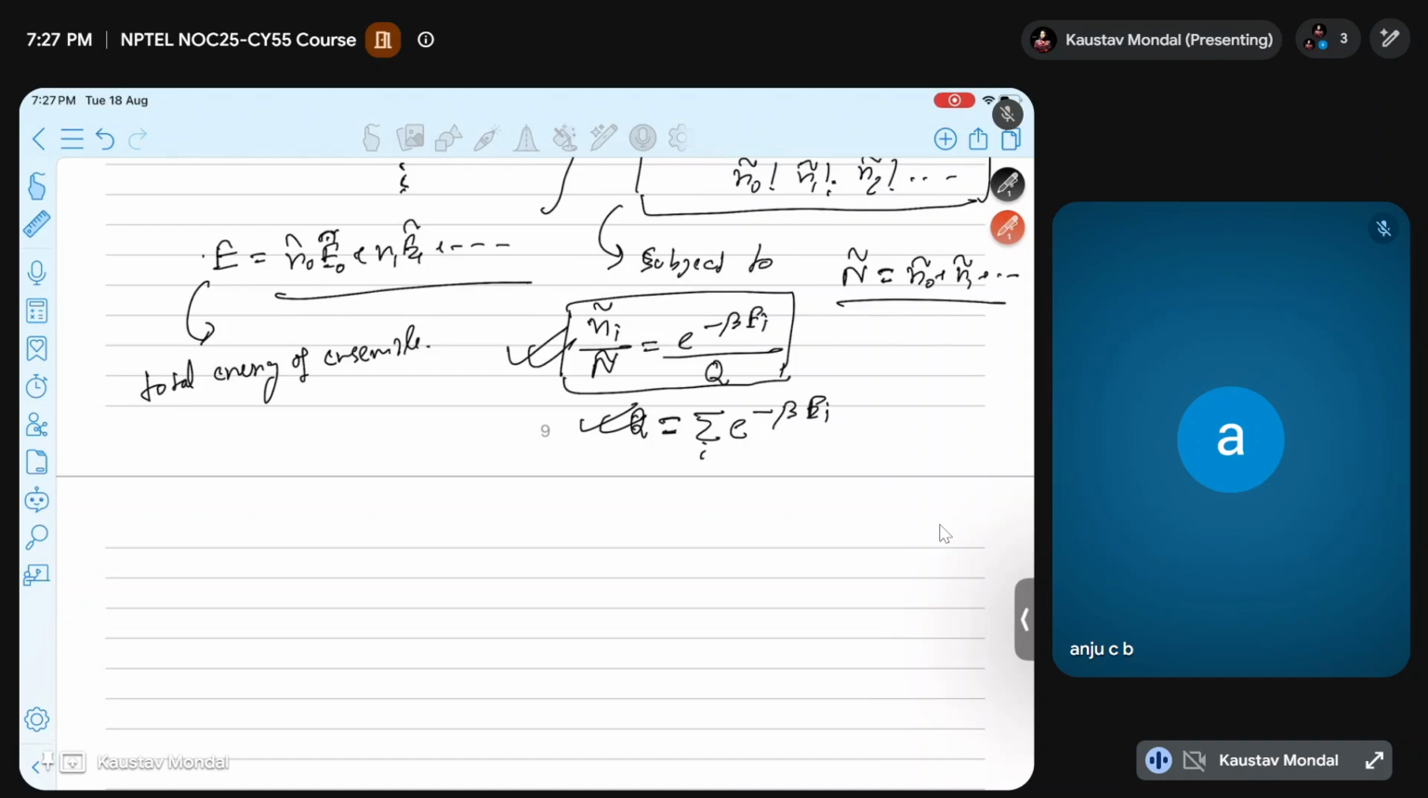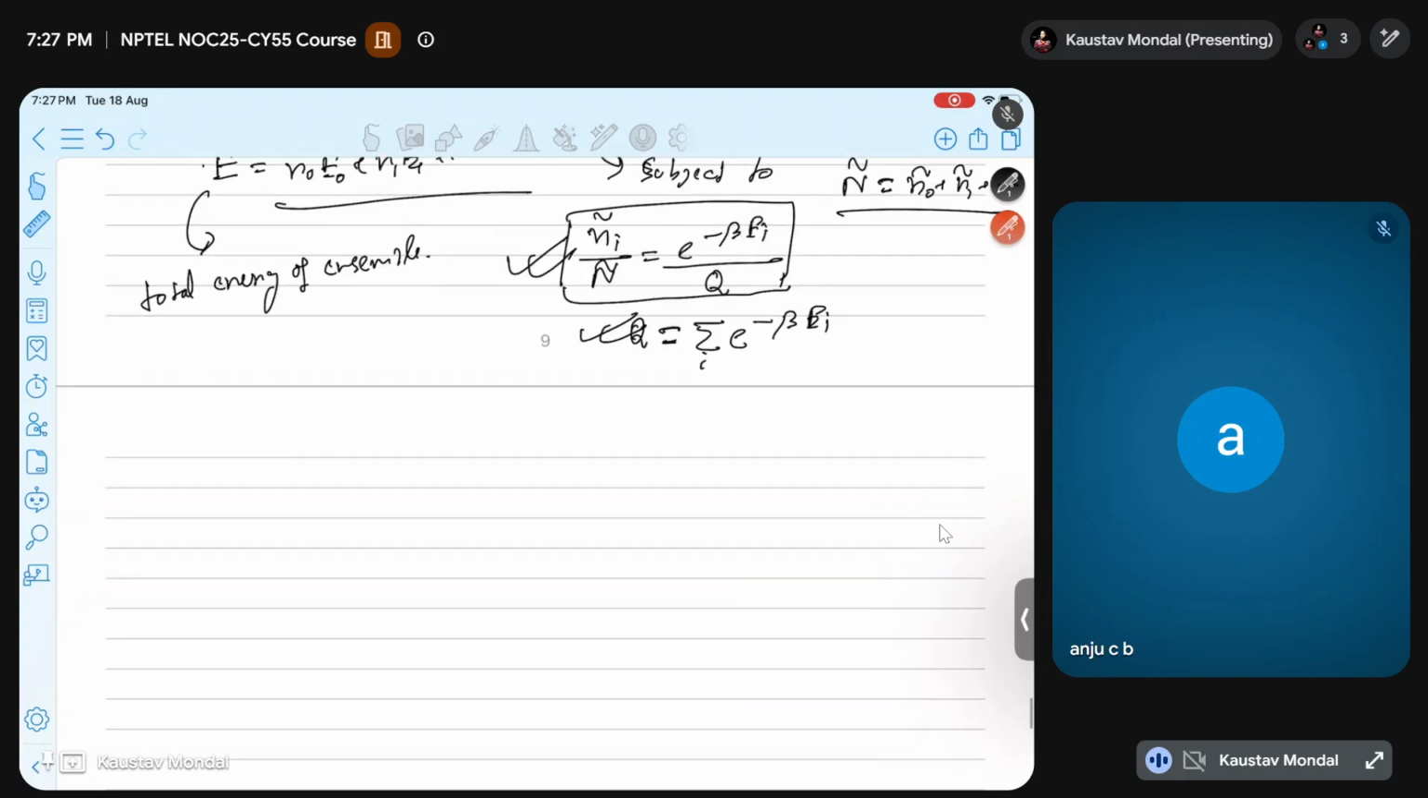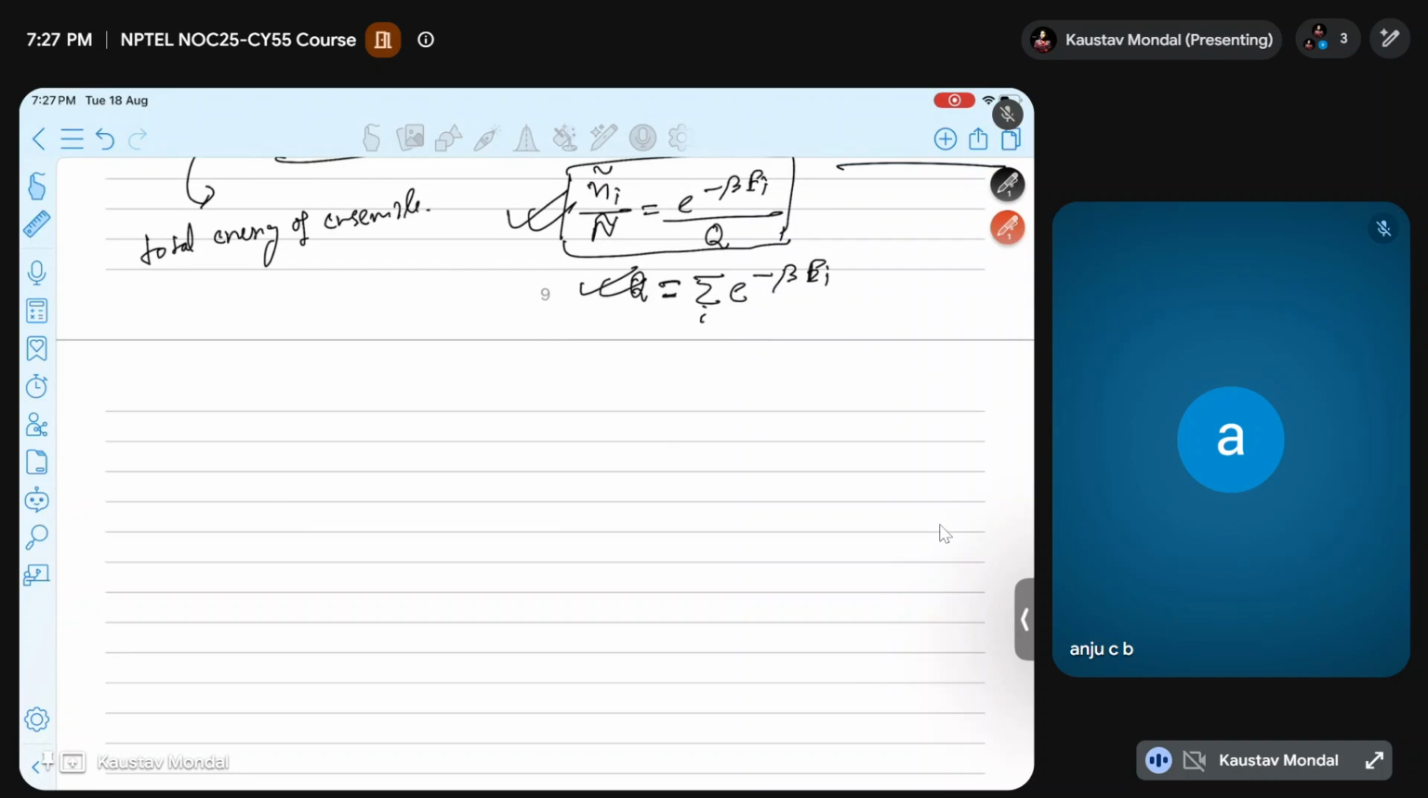Okay, so first the total energy of the ensemble. Not total energy, first we will discuss the average energy. So we will use the expression of the average energy here in order to get the expression of the internal energy.